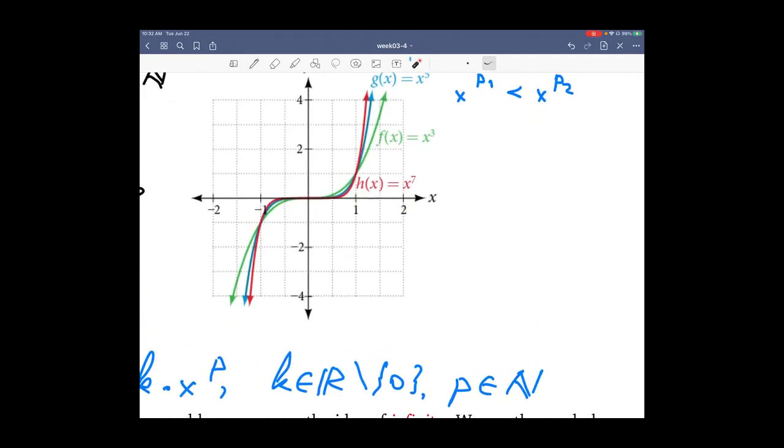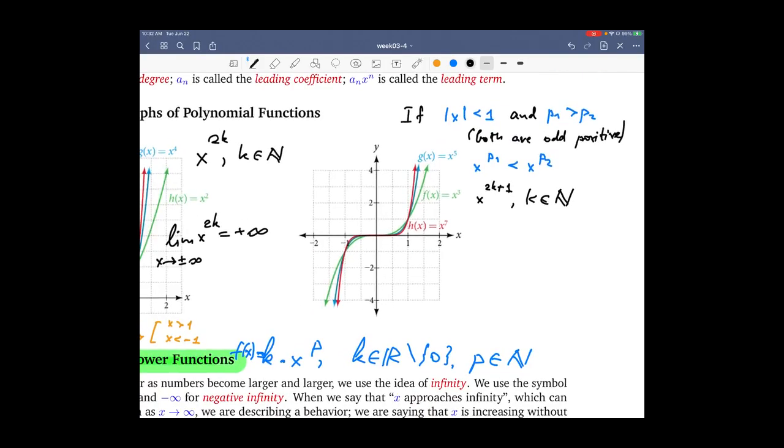Now, all of these could be written generically as x to the power 2k plus 1, where k is a positive integer. So these are functions x cubed, x to the 5th, x to the 7th, x to the 9th, and so on.